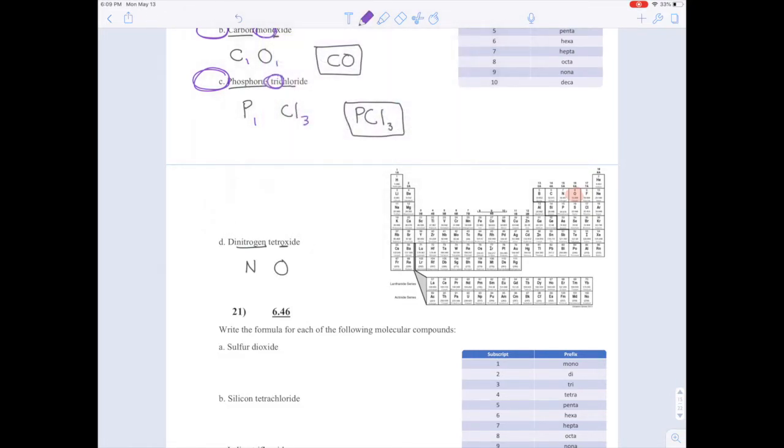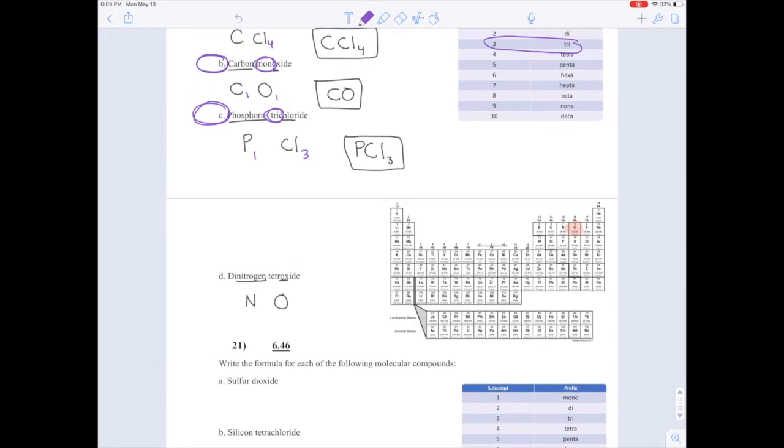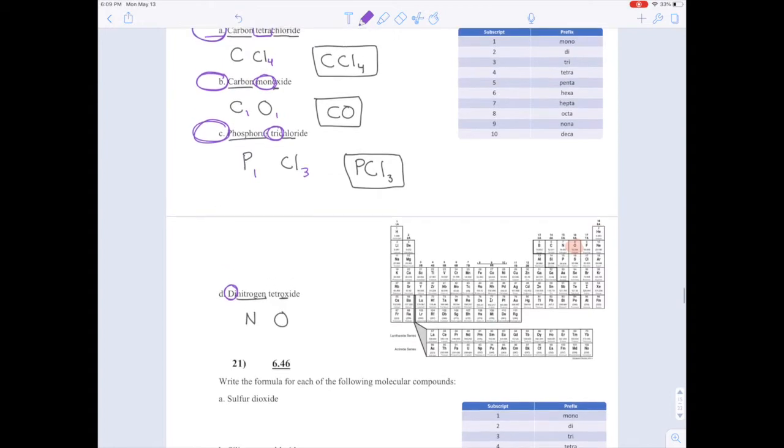Now let's think about the prefixes. The prefix in front of the first element is di, and that means that the subscript is going to be 2.